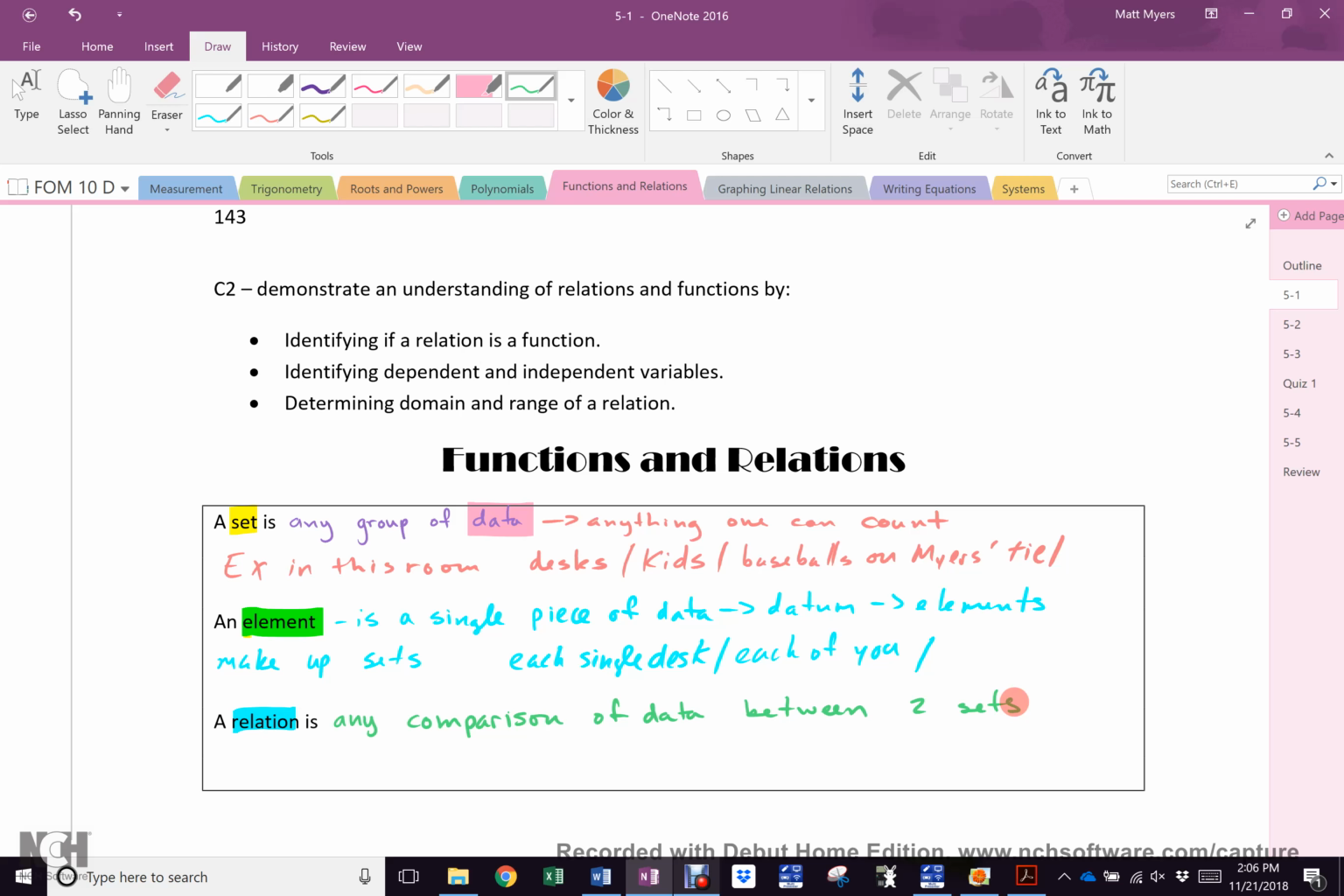Everybody cool? All right. Now, I'm almost going to stop there because I want to show you some stuff. Sets, elements, and relations are what make up statistics.